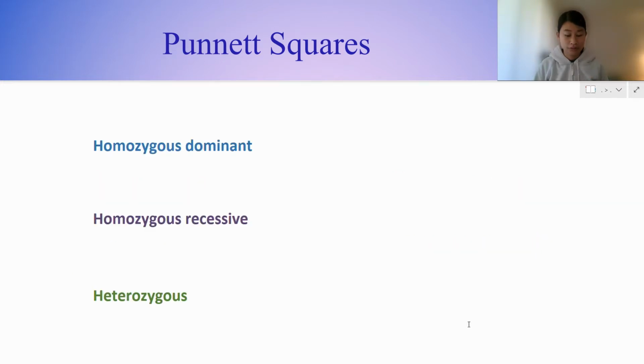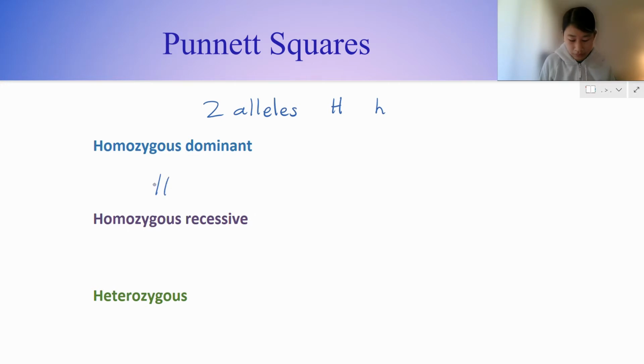We have a few more terms here. We have homozygous dominant, homozygous recessive, and heterozygous. And this is talking about the genotype. So what combination of alleles is present in that organism? So for example, if we have two alleles, one is dominant, let's call this capital H, and the recessive allele is little h. Now, homozygous dominant means that both alleles are going to be dominant.